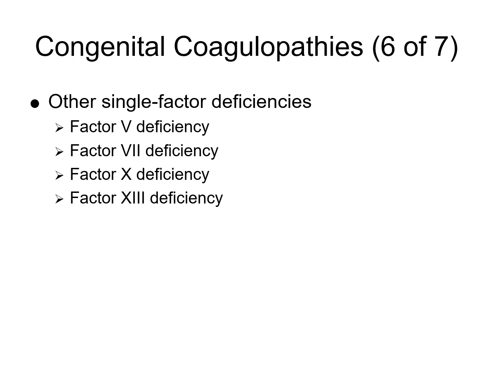Factor VII deficiency, this is the most common rare coagulation factor deficiency, and it is autosomal recessive. Clinically, they'll have variable bleeding from mild to severe. Mucosal and joint bleeding are possible. They will have a prolonged PT, but a normal PTT. For treatment, it is recombinant factor VIIa or plasma products.